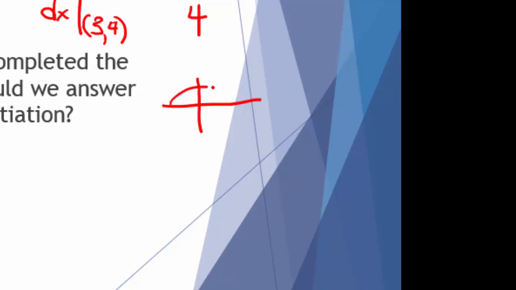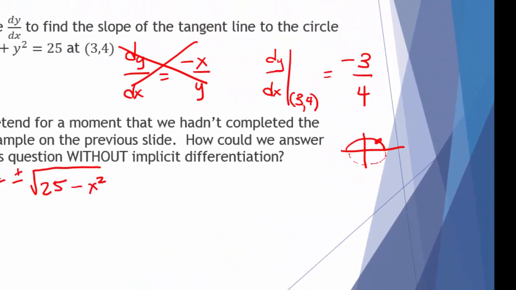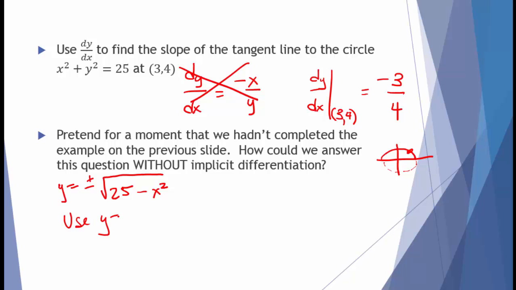The positive square root gets you the upper half of the circle. The negative square root gets you the lower half of the circle. Well, if I'm looking for the slope of the tangent line at (3, 4), which of the two functions should I use? The positive square root or the negative square root? Well, because we're looking at a specific point, we know to use the positive square root. So we're going to use y equals the square root of 25 minus x squared.